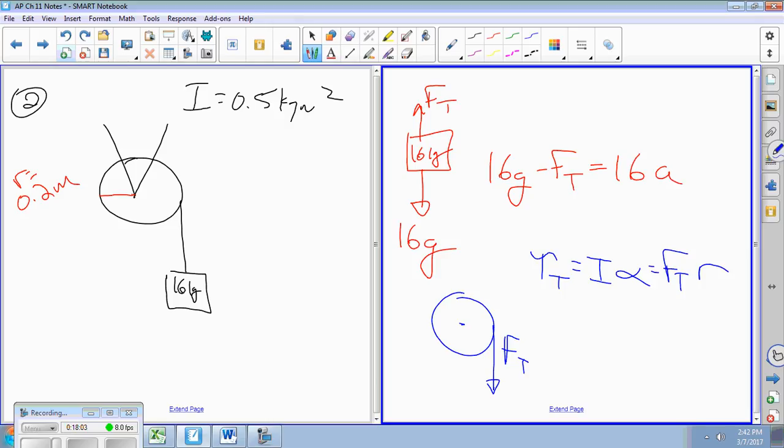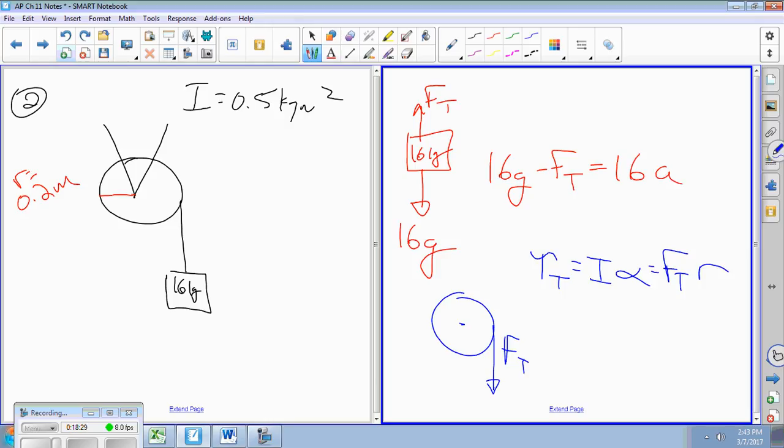Make sense? So what I need to do is write either an equation for tension or an equation for acceleration. I'm going to try to come up with an expression for tension in terms of acceleration, and then I can plug it in here, and I'll have one equation that just has A in it. Follow? So I'm going to solve this mess for tension.